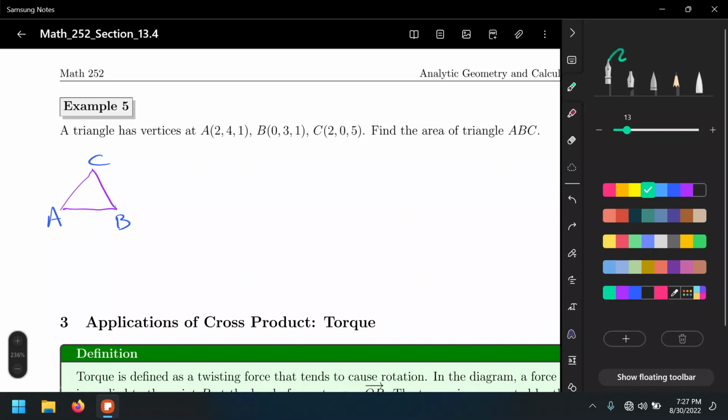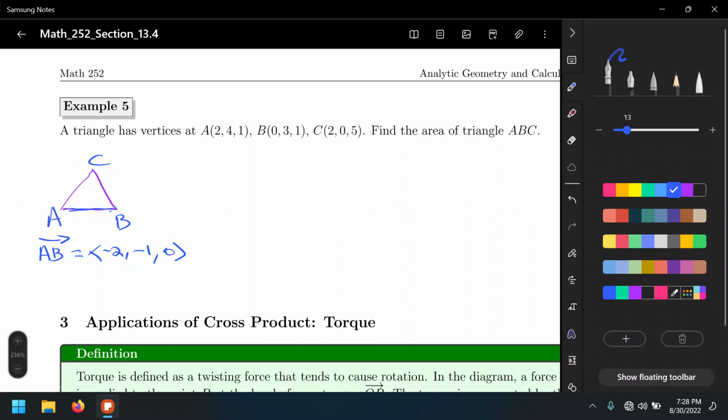In this case, we can define vectors A to B, and we'll recall that to find the vector defined by 2 points, we subtract terminal point minus initial point. In this case, the arrow tells us the direction the vector is going to, so we're going to go 0 minus 2, 3 minus 4, and 1 minus 1. That's going to give us the vector negative 2, 3 minus 4 is negative 1, and 1 minus 1 is 0. So that's the first vector.